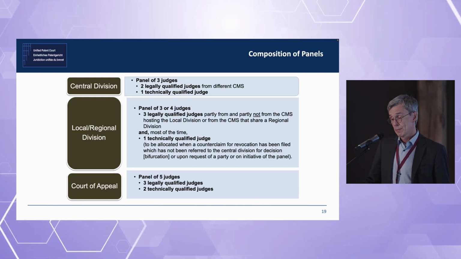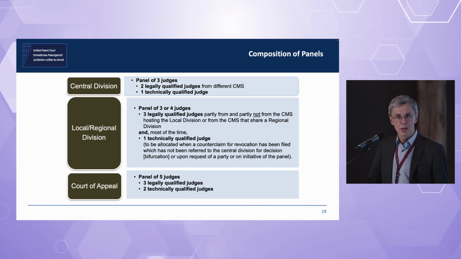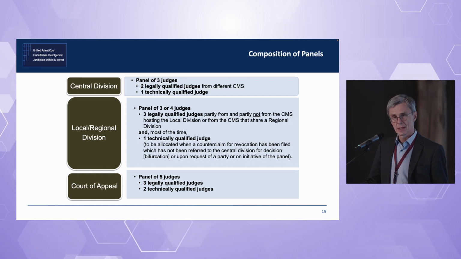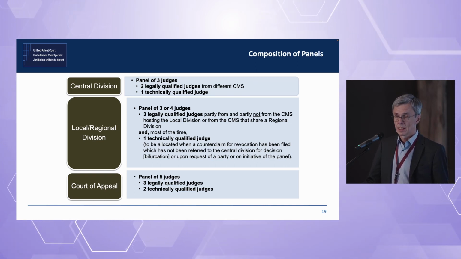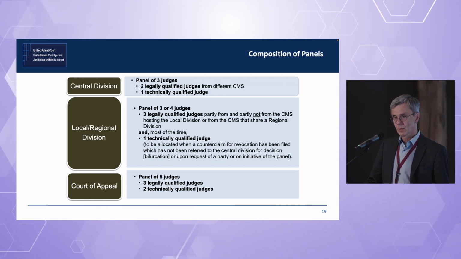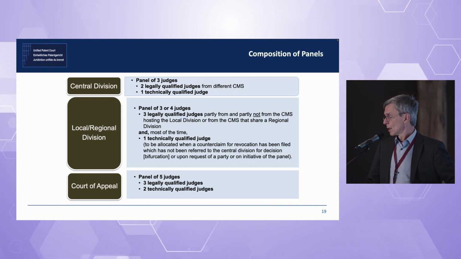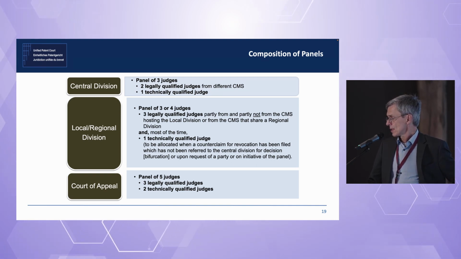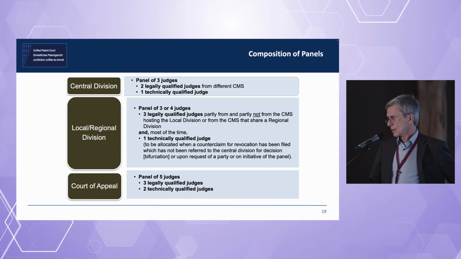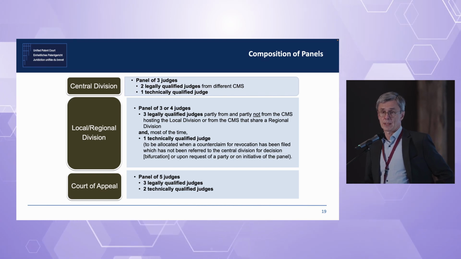The probably most interesting aspect is not the legally qualified judges. Well, it's always legally qualified judges, but they are joined by technically qualified judges. And in the central division, it's a composition of 2 legally and 1 technically qualified judges, of course, always from the technology of the case. And in the local division, it's 3 legally qualified judges, but most of the time they will be joined by a technically qualified judge. And the Court of Appeal level is 3 legally and 2 technically qualified judges.